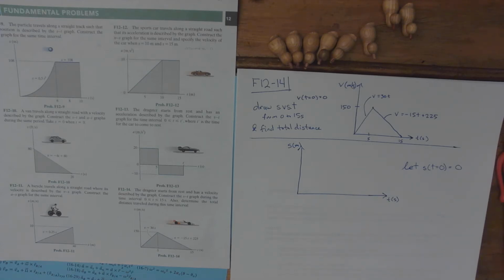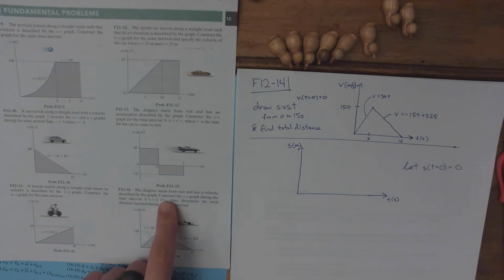This is fundamental problem 14. The dragster starts from rest and has a velocity described by the graph. Construct the position versus time graph during the time interval from 0 to 15 seconds. Also, determine the total distance traveled during this time interval.